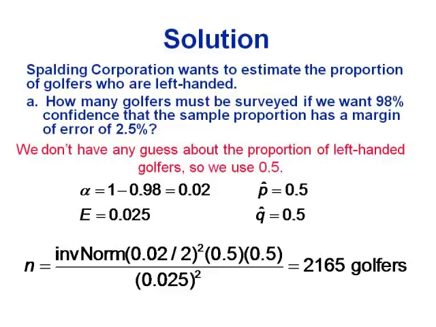So here's the first scenario. We want to be 98% confident. So that means that the alpha is 2%. If we want to be 98% confident, we're willing to accept 2% uncertainty. So we're going to write that as a decimal. 1 minus 0.98 gives us 0.02 for the alpha. The margin of error is 2.5%. We're going to write that as a decimal, so move the decimal 2 to the left, 0.025.